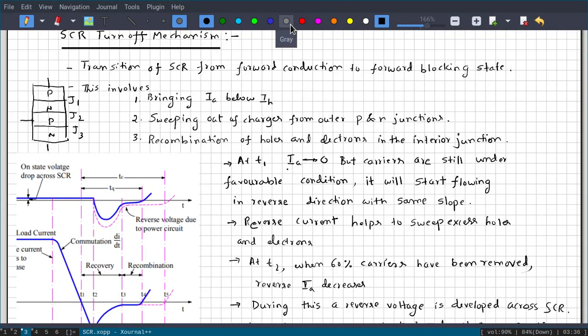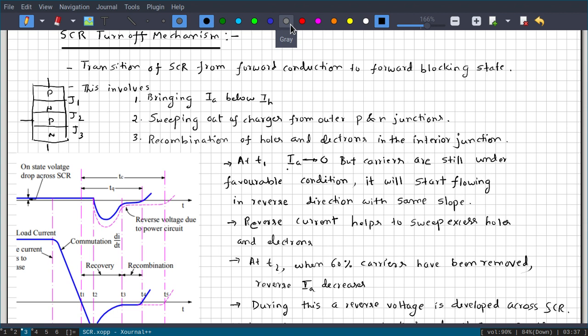Hello. In this video, we will discuss the SCR turn-off mechanism. SCR is also called silicon controlled rectifier. It is a special kind of diode.